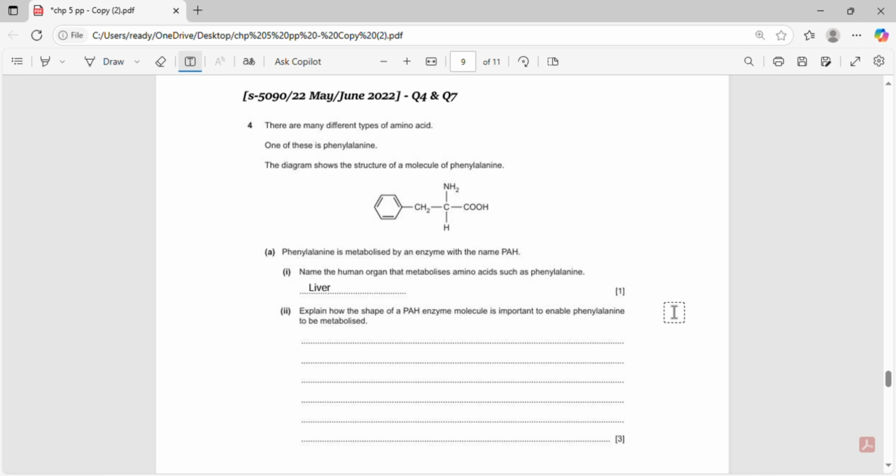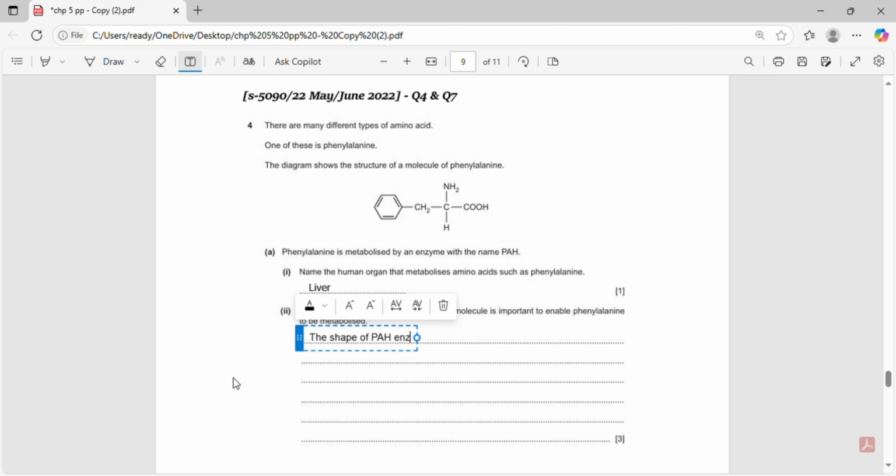Then, in the second part, they ask us to explain how the shape of PAH enzyme molecule is important to enable phenylalanine to be metabolized. This part is worth 3 marks, so we'll need to give a full explanation. According to the marking scheme, there are 4 key points, and you usually need to include any 3 of them to get full marks. So, we'll write something like this.